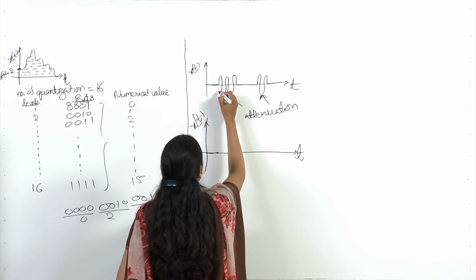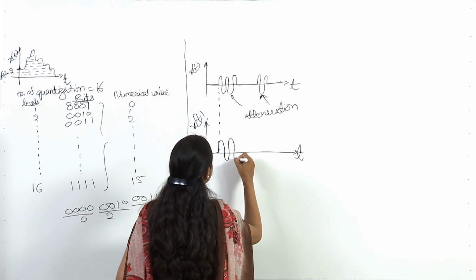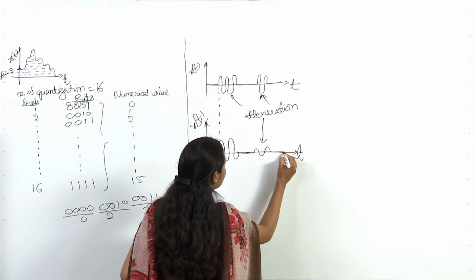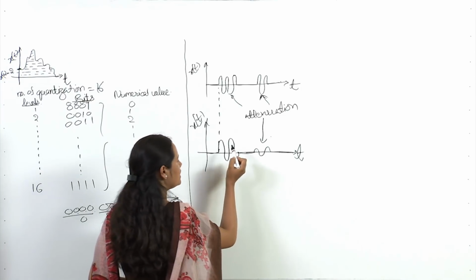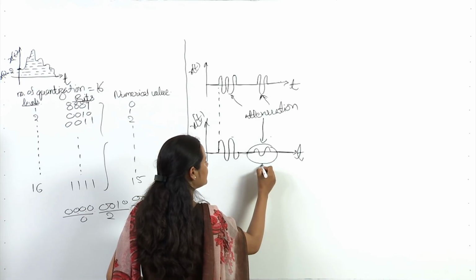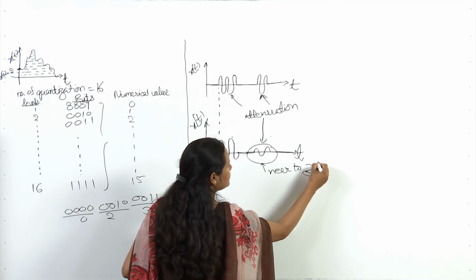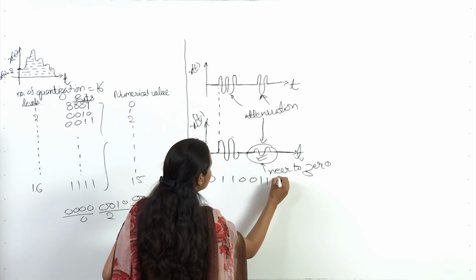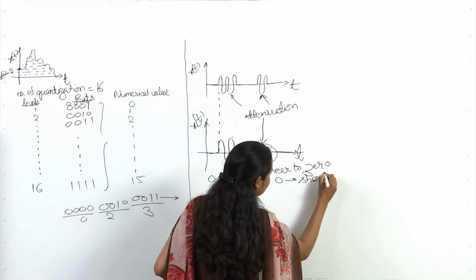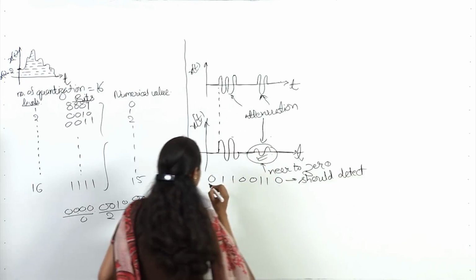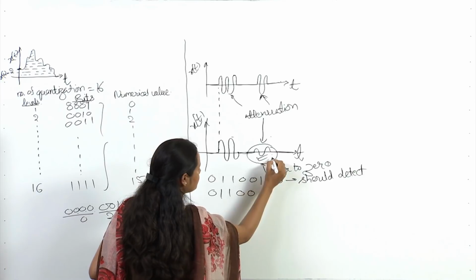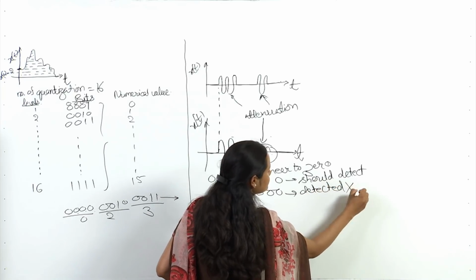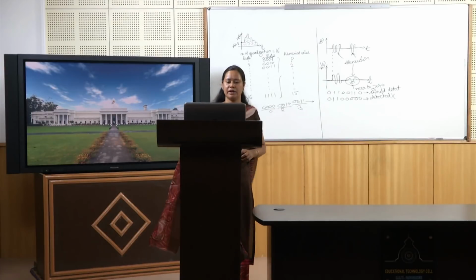In this duration it is finding something, and here suddenly it encountered attenuation, so it became very small. It is possible that your envelope detector, which is basically detecting the amplitude, will mistakenly think that it is near zero and it will not detect this portion. And what will happen? Instead of reading 0 1 1 0 0 1 1 0, which it should detect, what it detects is actually 0 1 1 0 0, and it also detects a 0, which is wrong. So it is more susceptible to interference.